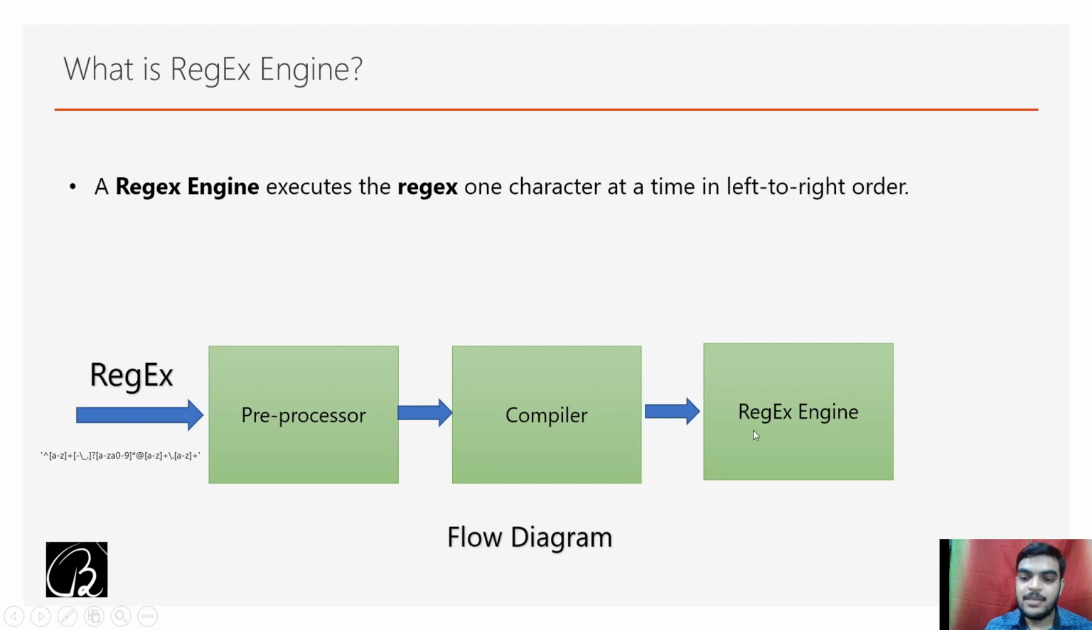Then it will take an input dataset. Input dataset means the data on which we are going to apply this regex pattern. After that, it will execute it one character at a time, in left to right order, and try to find whether there is any match in this input dataset, and based on that it will provide or create an output dataset.